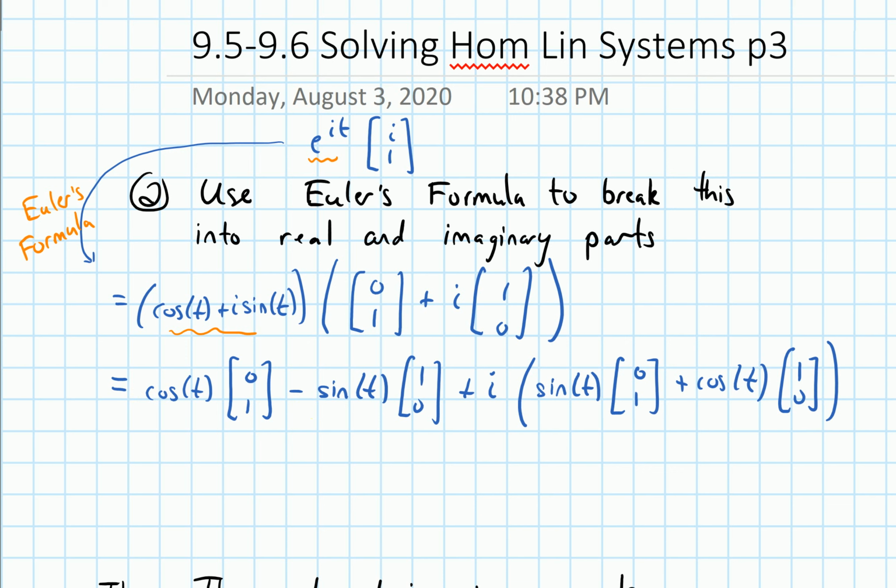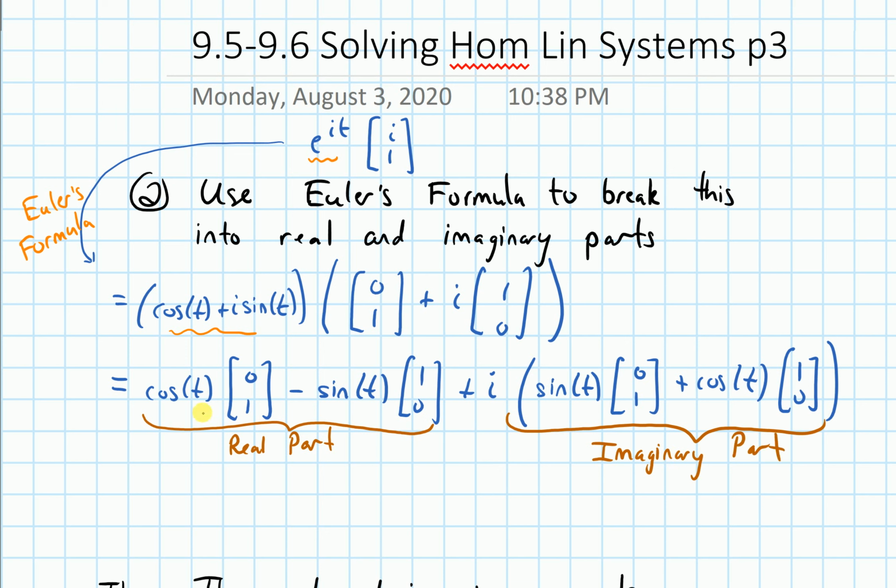All right, so that's what we get when we distribute, or we FOIL out. So now we can identify what the real part and the imaginary part are. So the real part is this. And the imaginary part is the coefficient of i. So that is all of this. It doesn't include the i, it's just the coefficient of it. So this is the imaginary part.